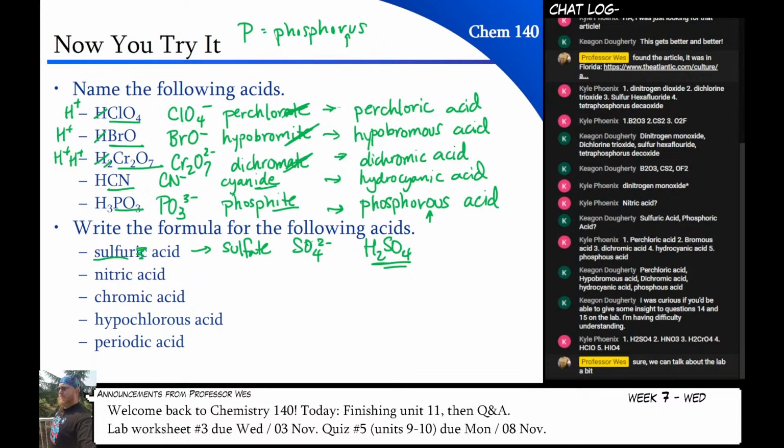That's my thought process for this. So again, ic acid is used to replace ate, so this would be nitrate. I then go look up what that is. I then write its formula.